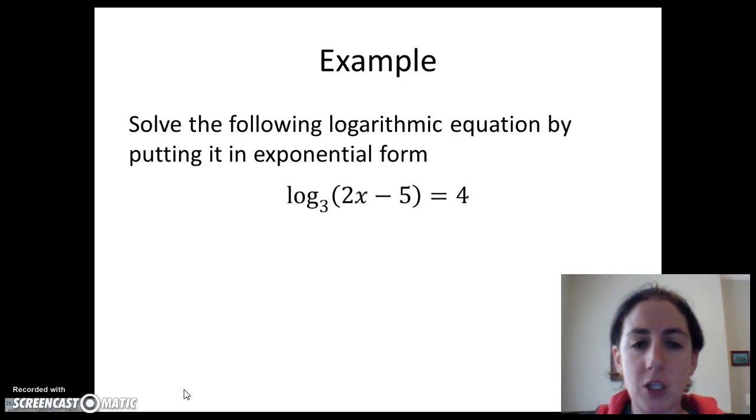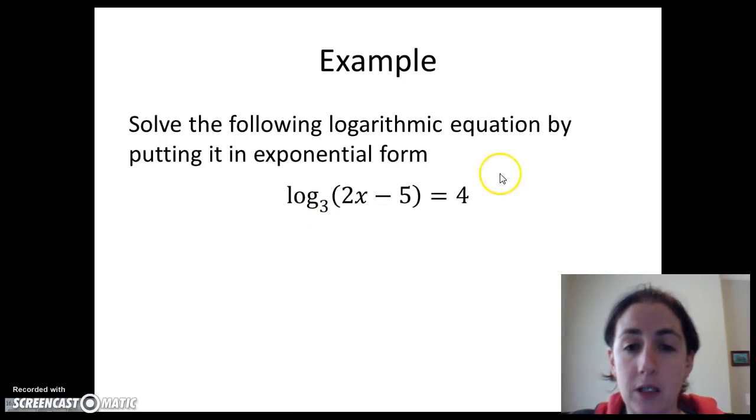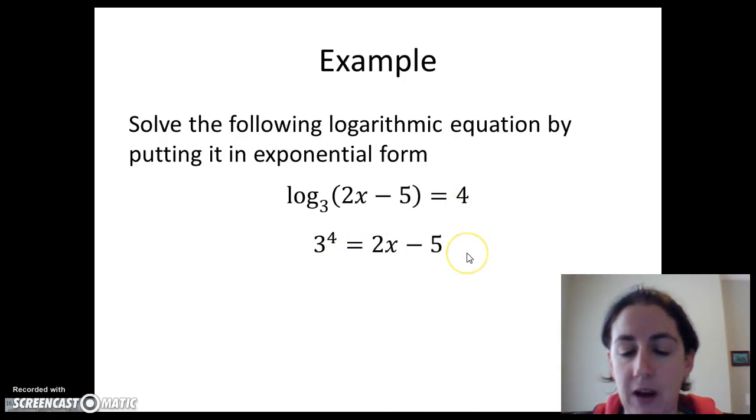So if we had log base 3 of 2x minus 5 equals 4, let's rewrite this in an exponential expression. Take the base of the logarithm, 3. Remember, what your logarithm is equal to is the exponent, so 4 is the exponent. And what you're taking the logarithm of, that 2x minus 5, is the result of taking a to the y. So we have 3 to the 4th is equal to 2x minus 5.